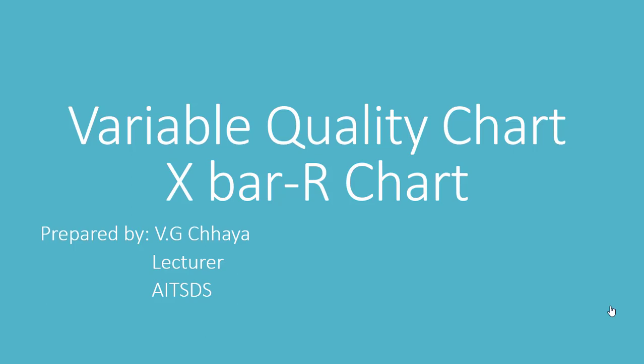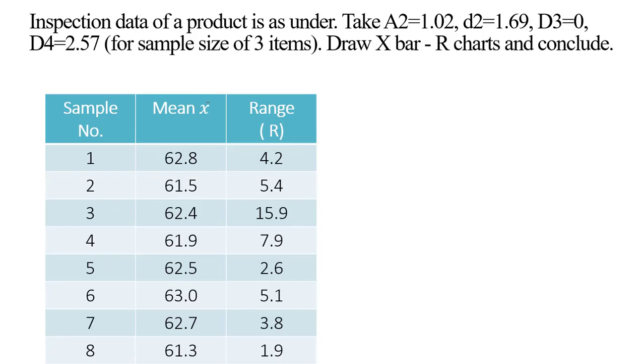Hello, Namaste. In the lecture series of Industrial Engineering, today we will learn about X bar R chart. It is also known as variable quality chart because the data we have is of variable kind. So first we will consider one example.